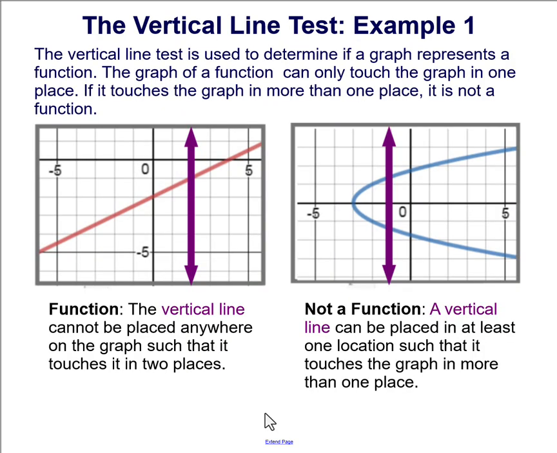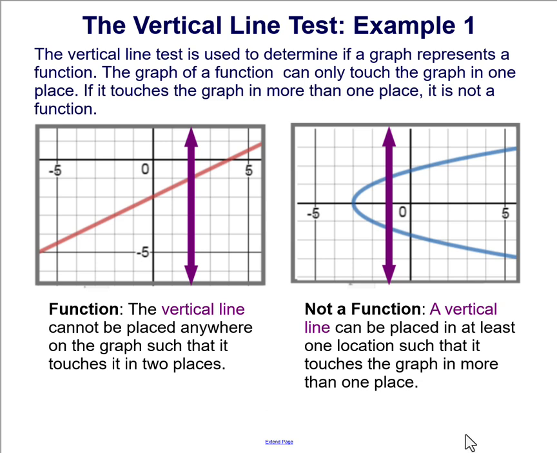The vertical line test. Example number 1. The vertical line test is used to determine if a graph represents a function. A vertical line can only touch the graph of a function in one place. If it touches the graph in more than one place, it is not a function.